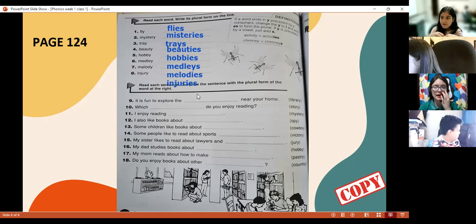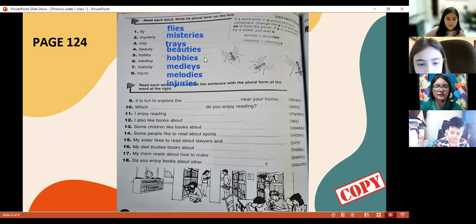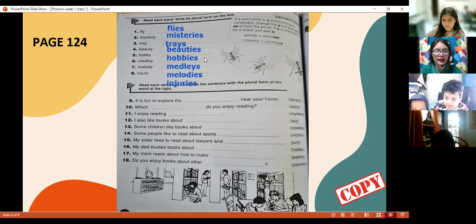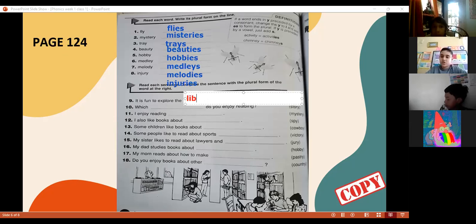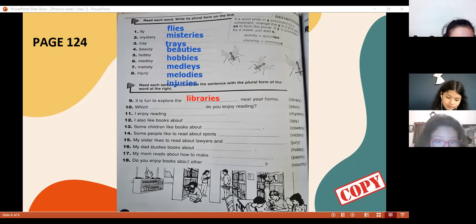Okay, let's complete the second part and check the answer. We have here to read the sentence and tell the plural form for this word that is in parentheses, like library. It is fun to explore the library near your home, but what is the plural for library, class? Libraries, I-E-S, excellent. So let's write it down here, libraries. Okay, number 10, read number 10, Rebecca.